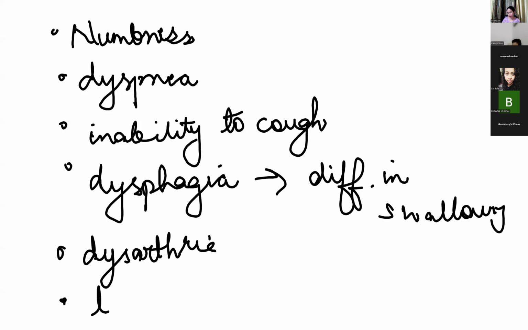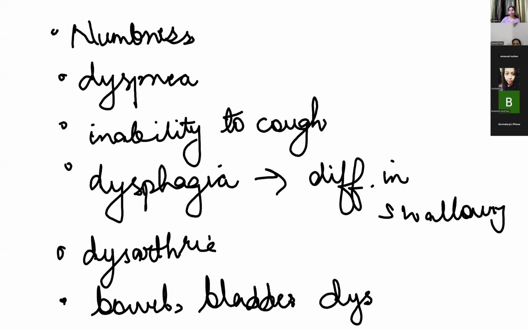Bowel and bladder dysfunction was also in multiple sclerosis, am I right? Dysarthria is difficulty in speech. Dysarthria and bowel and bladder dysfunction were present in multiple sclerosis, and these are also present in Guillain-Barré. So a few symptoms will be common, and the others will be different.